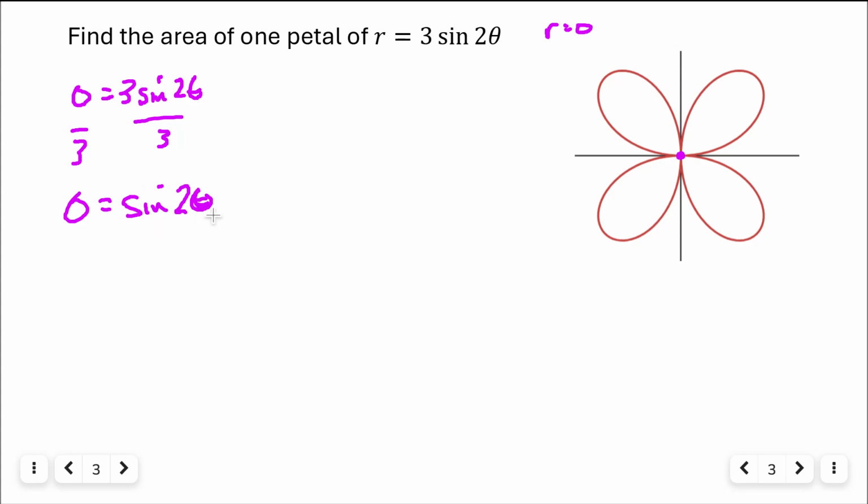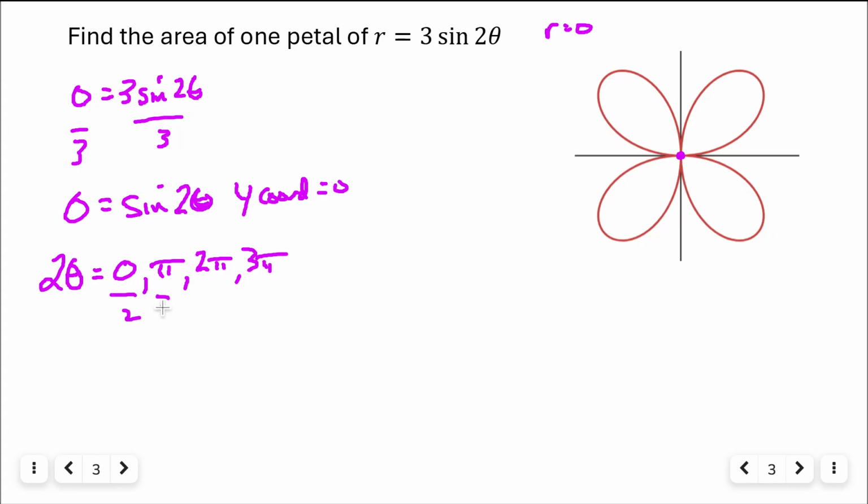Okay, so now to solve this, remember, 2 theta means go around the unit circle twice and name me all the places where sine is equal to 0. So 2 theta is going to, where's sine 0? The y-coordinate is equal to 0 at 0 on the unit circle, at pi, and at 2 pi. And then I keep going around again. I'm going around twice, so that's 3 pi. So I can divide all of these by 2, and then that'll tell me what theta is equal to. So theta is equal to 0, pi over 2, pi, and 3 pi over 2.